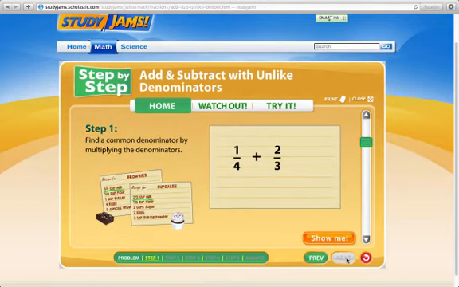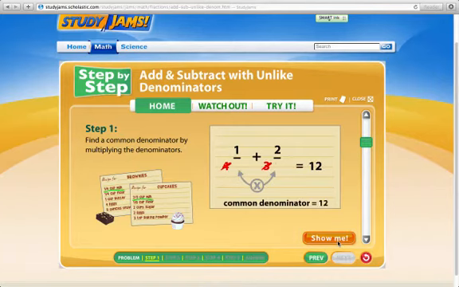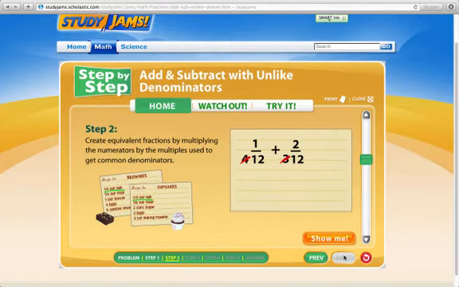First up, find a common denominator by multiplying the denominators. 4 times 3 is 12, so the common denominator is 12. Next, create equivalent fractions by multiplying the numerators by the multiples you use to get the common denominator.